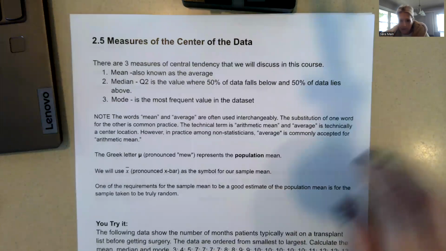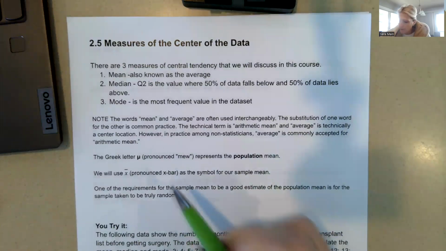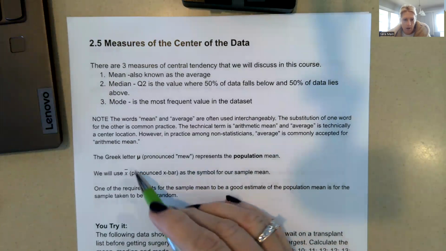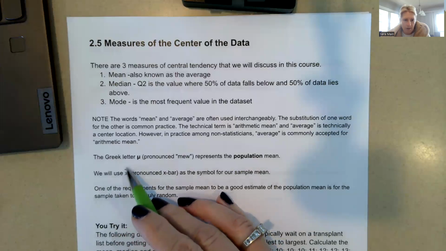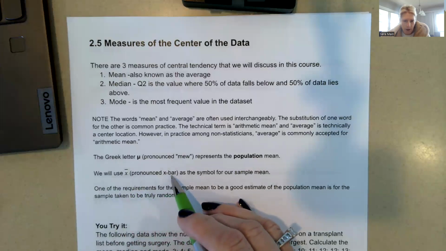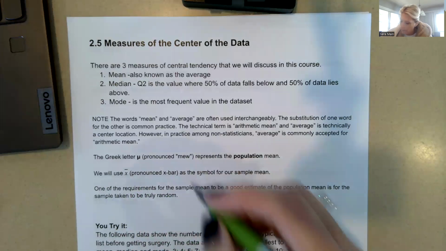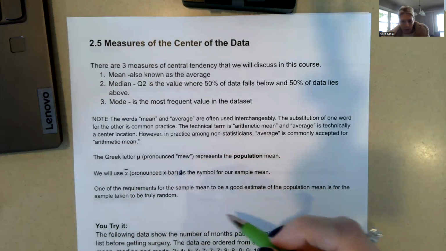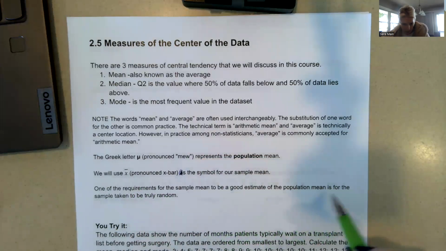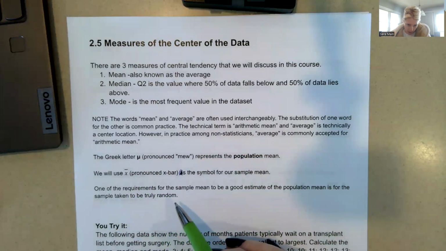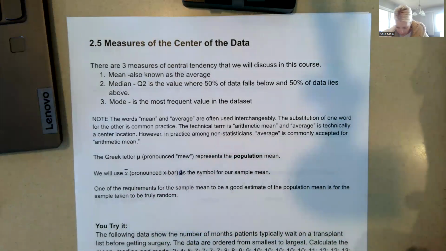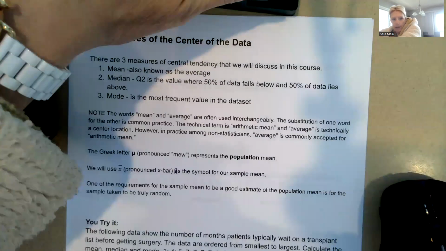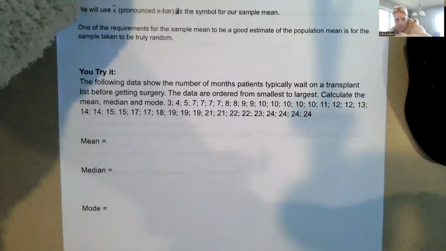There are a couple of different symbols that we're going to use. The Greek letter mu represents the population mean. And the symbol X with a bar above it, which we pronounce as X bar, is the symbol for our sample mean. One of the requirements for the sample mean to be a good estimate of the population mean is for the sample to be taken by a truly random sampling method. So that's important. Let's look at how we find our three measures of center.